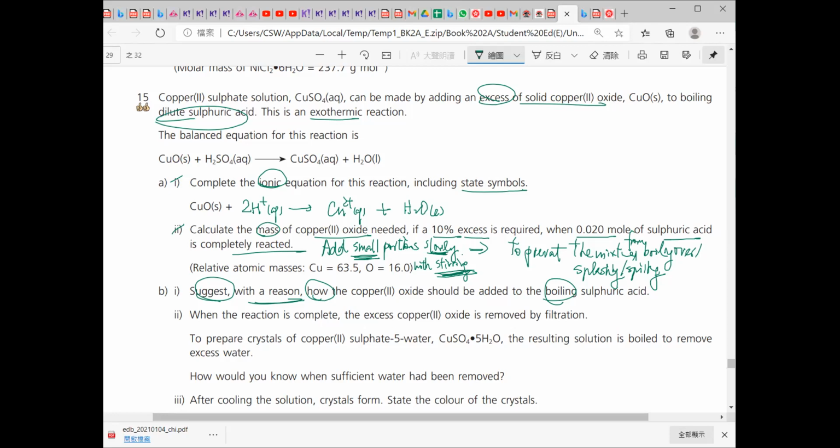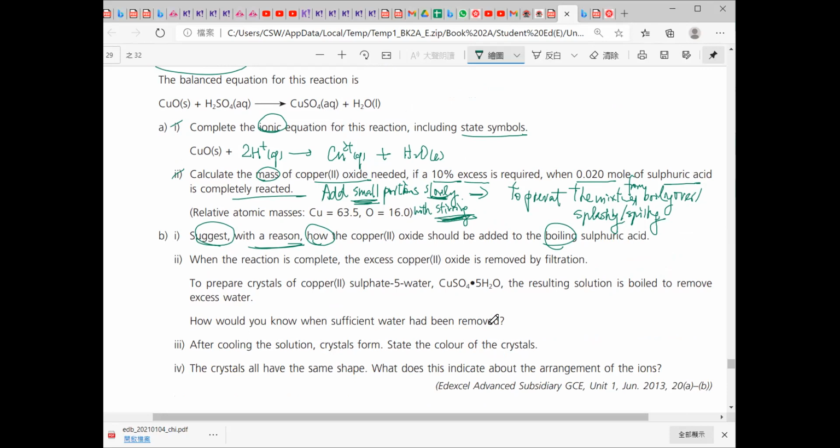Okay, 明唔明？好 B. When the reaction is complete, the excess carbon dioxide is removed by filtration. To prepare crystals of copper sulfate 5 water, the resulting solution is boiled to remove excess water. How would you know that when a sufficient water has been removed?